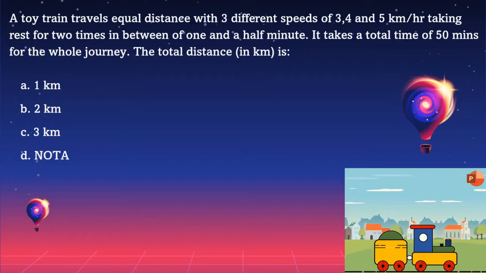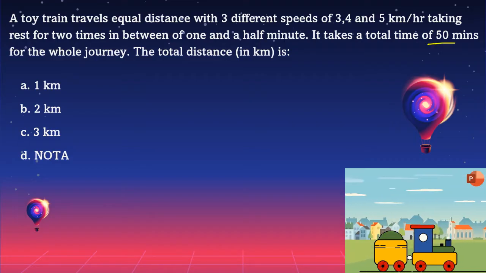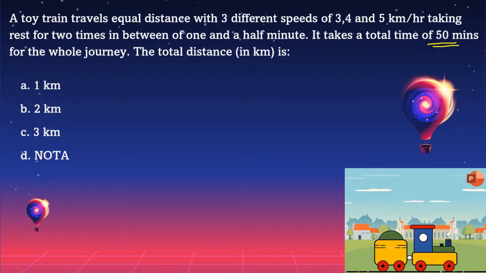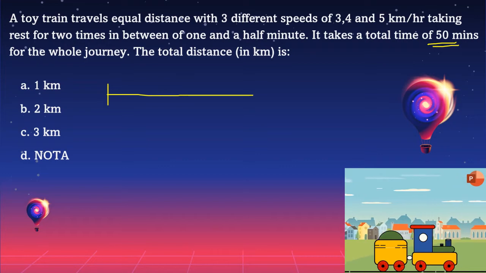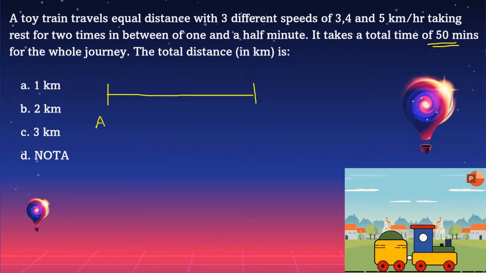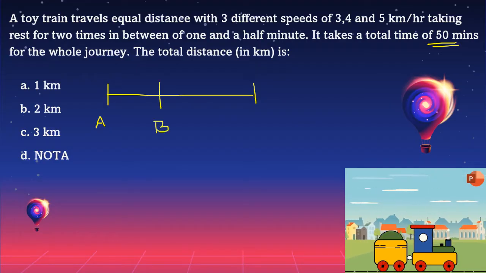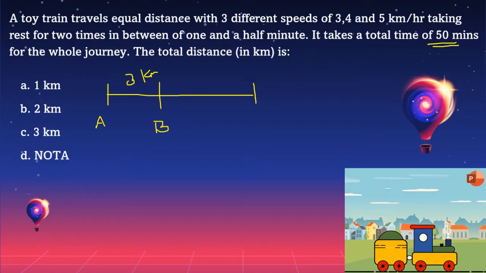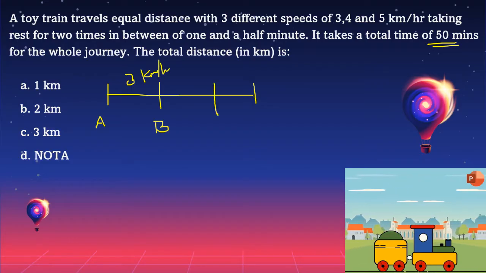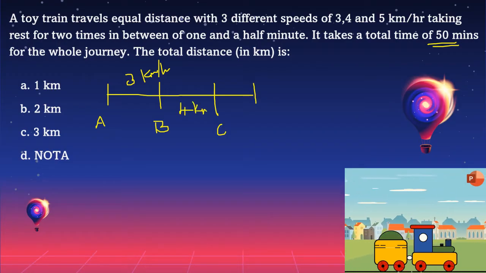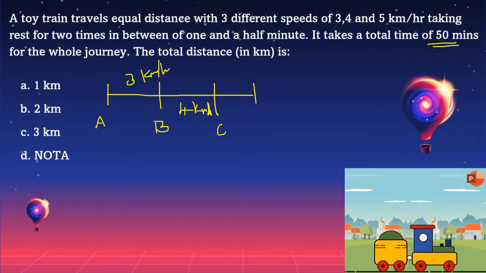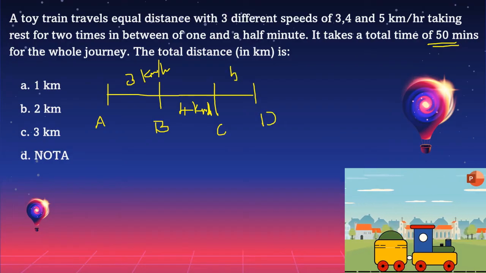So now again in the question, if you can read twice, you can easily understand that you are provided a total time of 50 minutes. So let's understand the question first. So here is where the toy train starts. Let's say this is point A. So it travels with three different speeds. So this is point B where it travels at a speed of 3 km per hour. And here it is point C. So point B to point C, it travels at a speed of 4 km per hour. And point C to point D where it travels at a speed of 5 kilometers per hour.